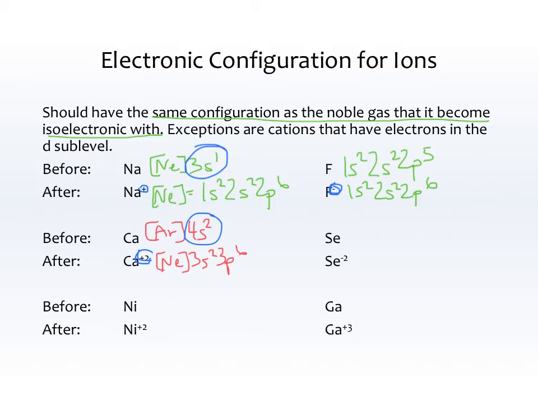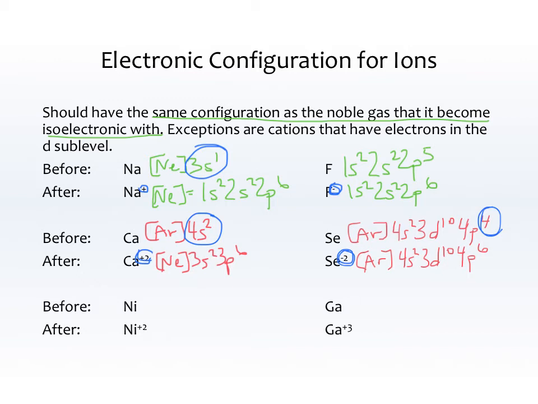Alright, hopefully you did that. Let's look at selenium. Typical selenium is argon 4s2 3d10 4p4. But selenium minus 2 means it's going to gain 2 electrons. It's going to gain them to that valence, the outermost energy level, so that it will become the same thing it was before, except now it's 4p6 instead of 4p4.